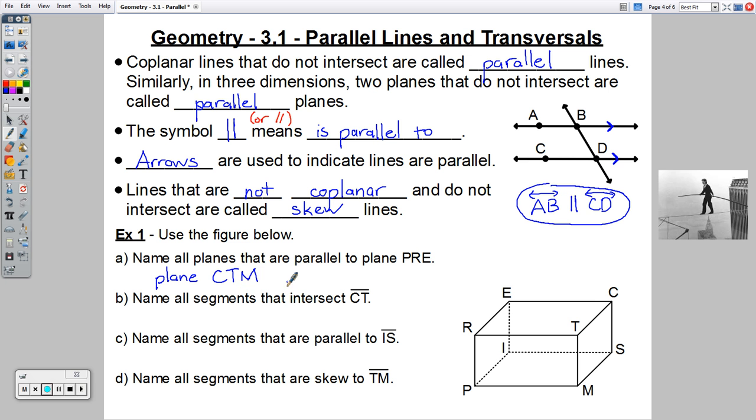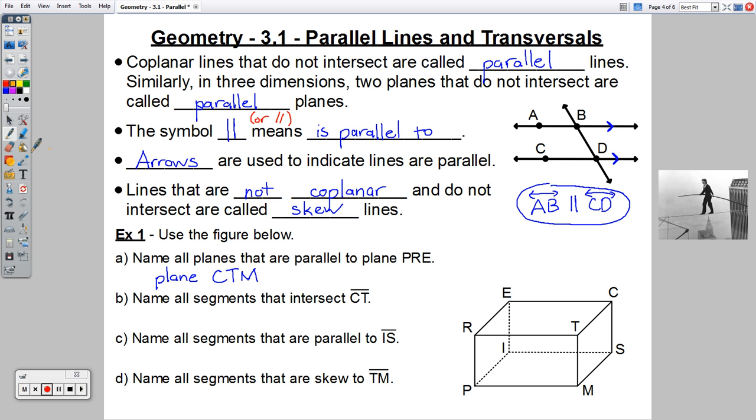So plane CTM, this plane and this plane would be parallel to each other. If you extended them out forever, they'd never touch. Part B, name all segments that intersect CT, segment CT.